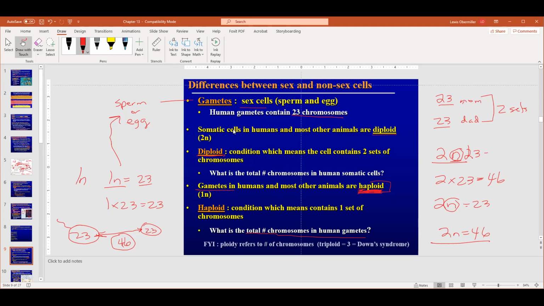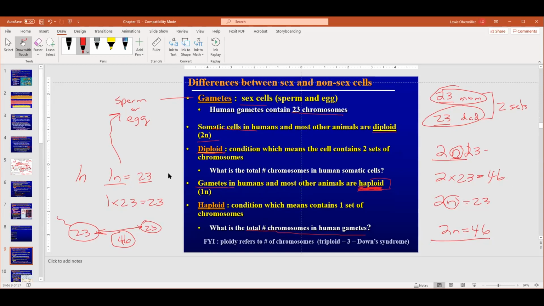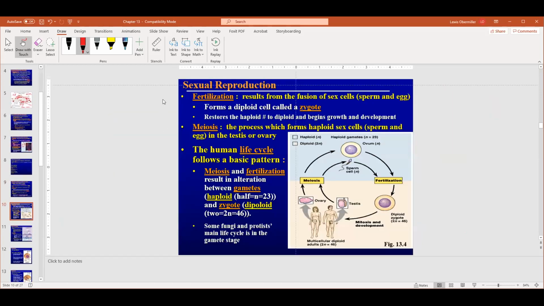And I might say, how many chromosomes are in human somatic cells? And you would say 46, right? Well, is it haploid or diploid? Well, somatic cells are diploid because they have both the set that you got from your mom and the set you got from your dad. So they're 2n. Does that make sense? Okay.